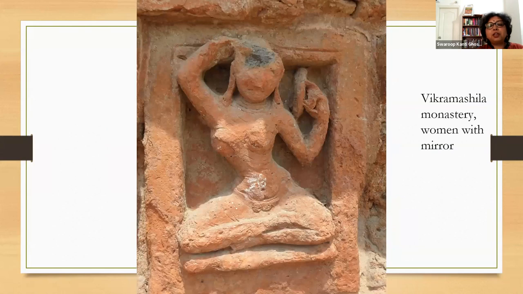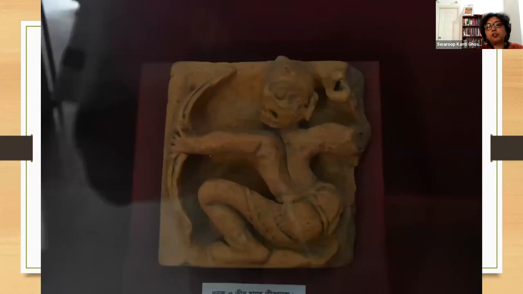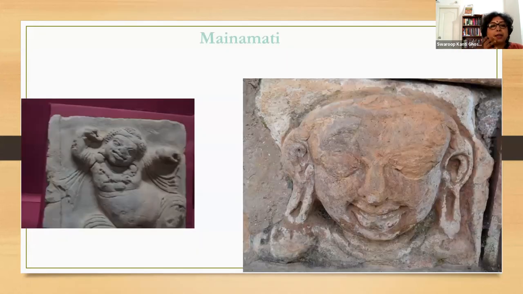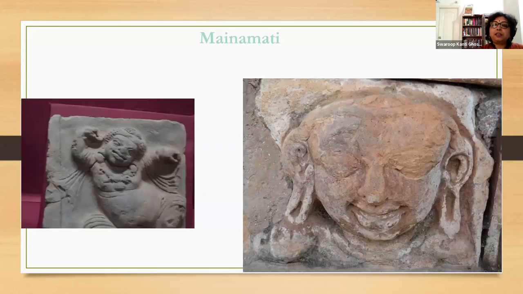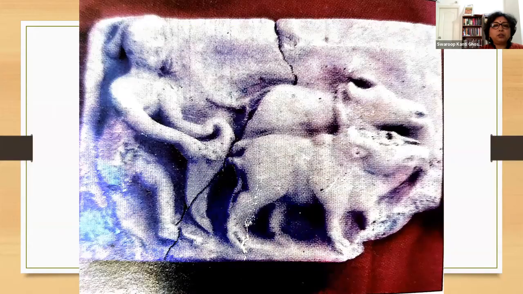It is voluptuous. The face shows a heaviness which is not like that we have in the Ganga Valley or in North Bengal. Then we have representations of dancers and musicians also. I'm sorry, I don't have those plaques with me. From Bhoja Bihara, this is taken from a book and so the quality is very bad. But you can see that this plaque has been found from Mainamati.